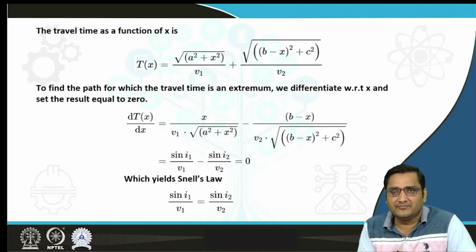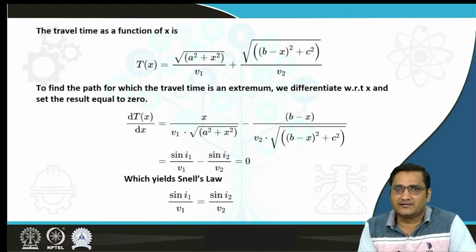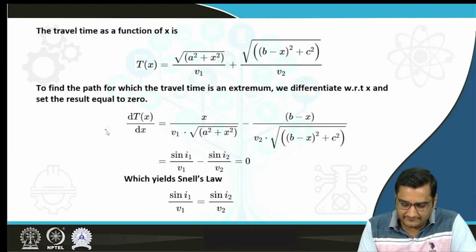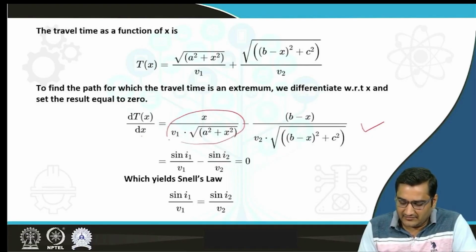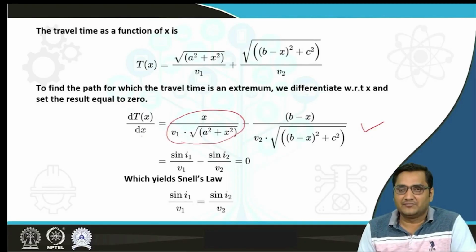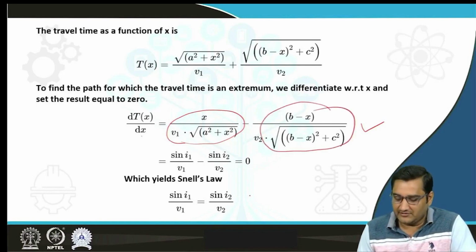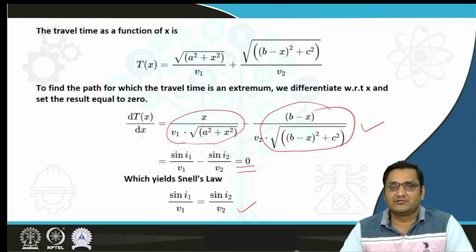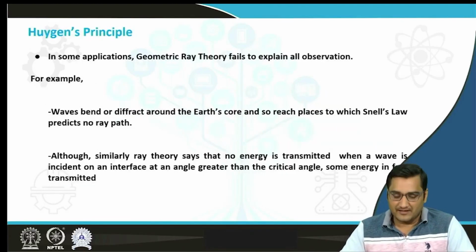When you want to find out when the travel time is an extremum, we have to differentiate with respect to x and set it equal to 0. So when we take the first derivative with respect to x, it becomes something like this, and this particular quantity is nothing but sine I1 by v1, and this one is nothing but sine I2 by v2. When we equate it to 0 to get the extremum, you will get Snell's law, that is sine I1 by v1 is equal to sine I2 by v2.